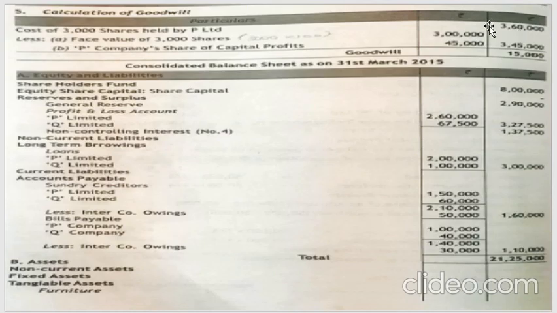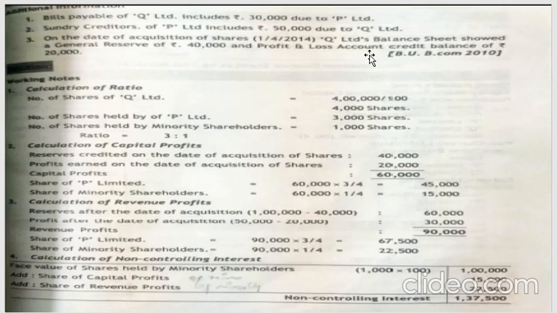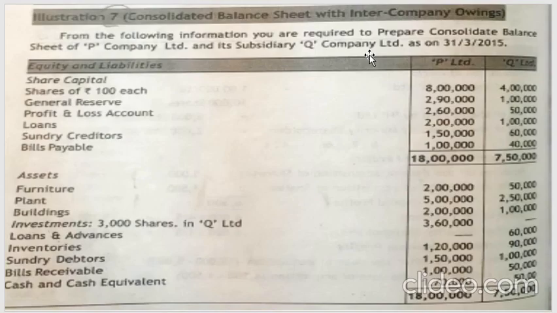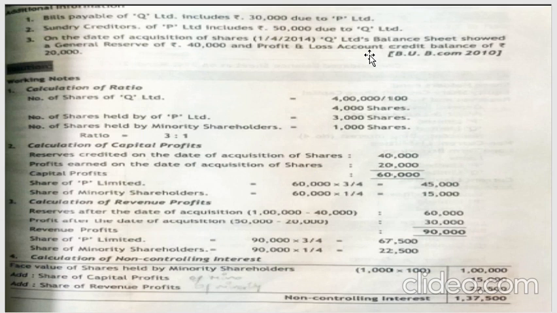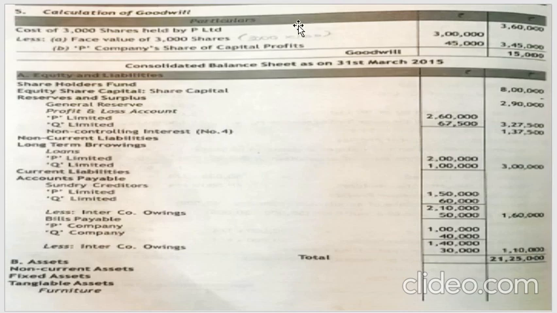With this we will minus the face value of shares. As per the question, the face value is 4 lakh, at rupees 100 each. But according to the ratio calculation, how much of the subsidiary company's 4 lakh shares is the parent company acquiring? If you check, it is 3,000 shares of rupees 100 each, which is 3 lakh. So we will be considering 3,000 into 100, which will give you 3 lakh.